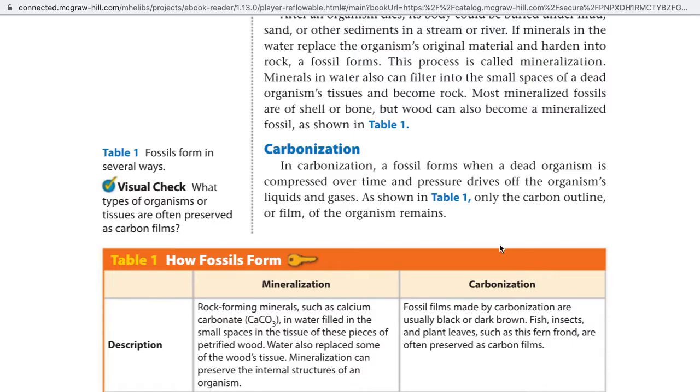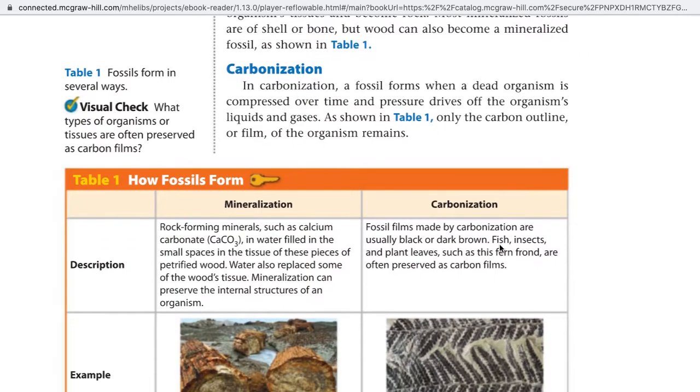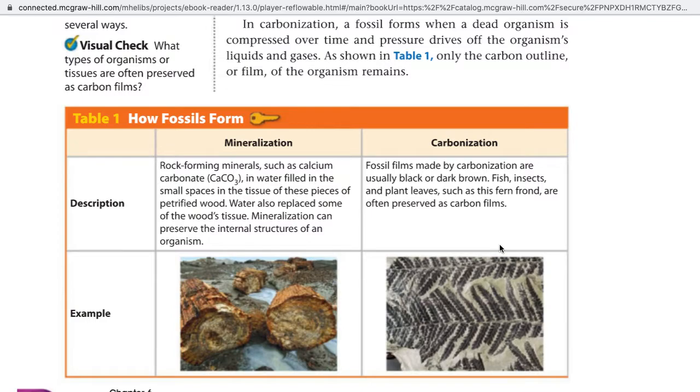As shown in Table 1, only the carbon outline or film of the organism remains. Fossil films made by carbonization are usually dark brown or black. Fish, insects, and plant leaves, such as this fern frond, are often preserved as carbon films.